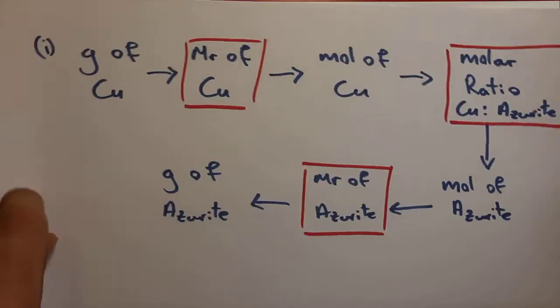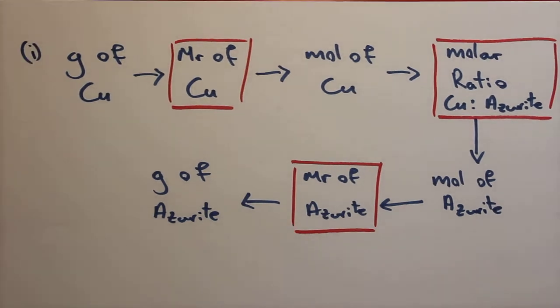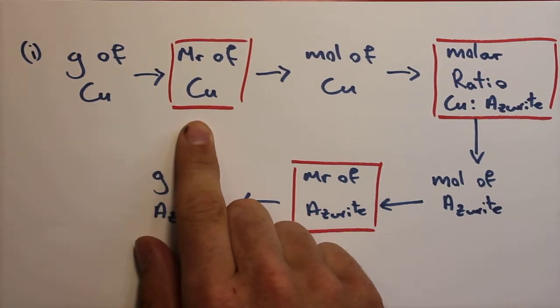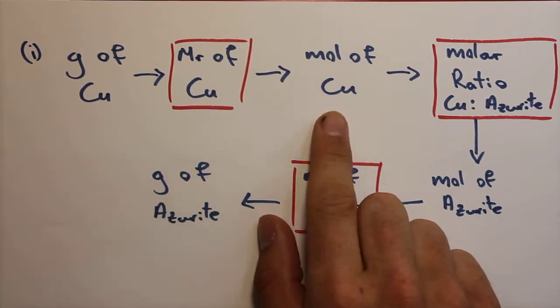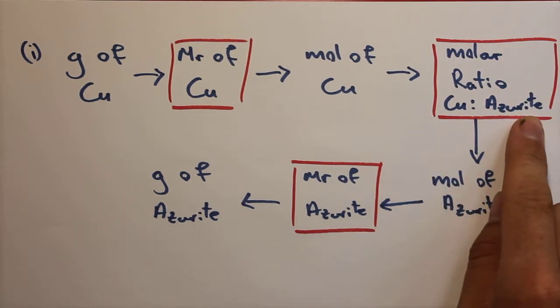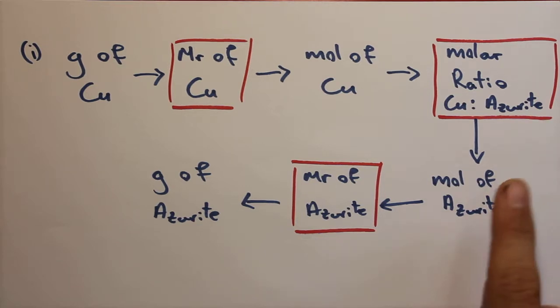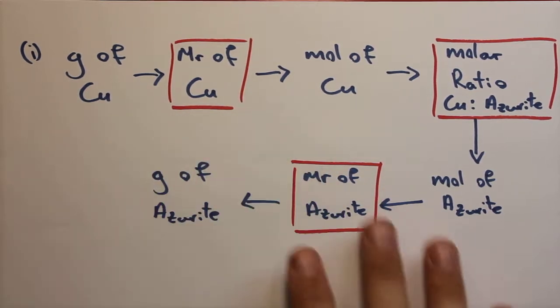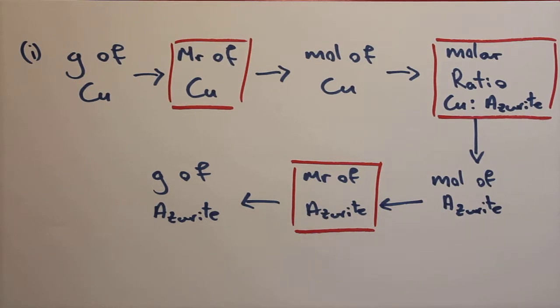Now, there's a process to solving this question, and it looks a bit complicated. There's a couple of steps, but it's broken down step by step here. We're given the number of grams of copper, and we can use the relative atomic mass of copper to find the number of moles of copper. Once we have the number of moles of copper, we can use our balanced chemical equation to get our molar ratio of copper to azurite. When we've got that ratio, then we can work out the number of moles of azurite that we have. When we've got the number of moles of azurite, we can use the relative molecular mass of azurite to calculate the number of grams of azurite, and this is going to be our final answer here. So it looks a bit complicated. There's a good few steps here, but when it's broken down simply step by step, the problem isn't actually too bad.